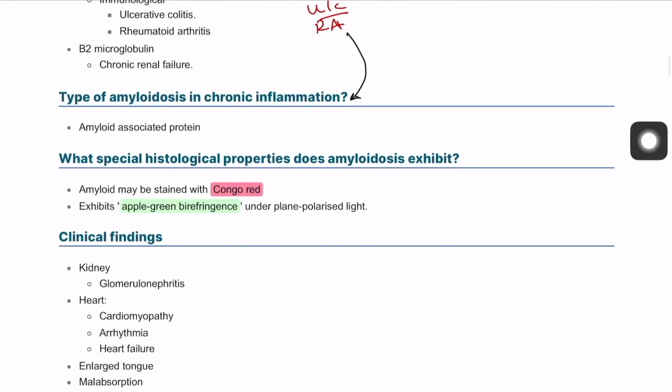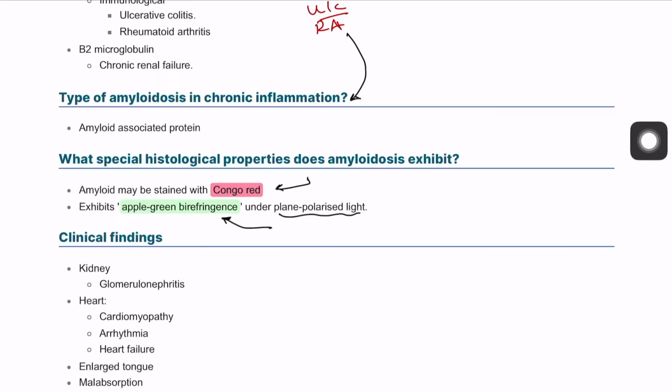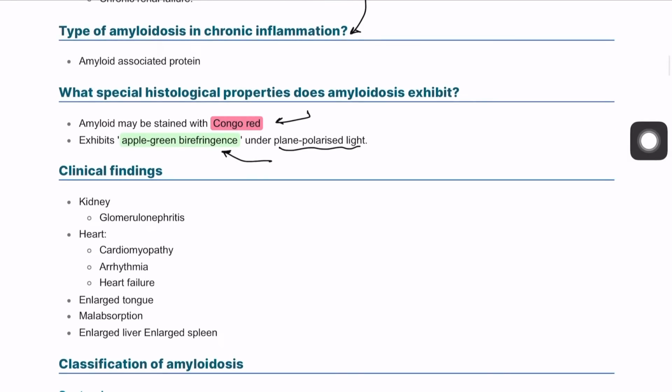So there are two different stains that we can use: Congo red, or apple green birefringence under plain polarized light. You don't really need to remember that; it's absolutely fine. The clinical findings in amyloidosis: it can deposit basically anywhere.